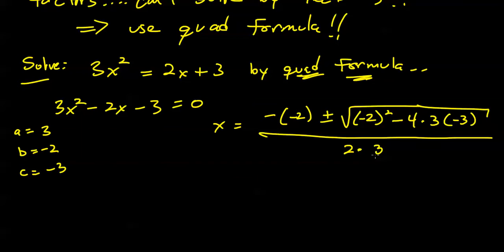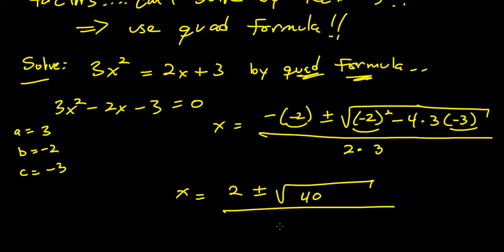Notice everywhere I substitute a negative number in, I wrap it in parentheses so I don't mistake the negation for a subtraction, right? Minus negative 2 is 2, plus or minus, what's under the root sign? Negative 2 squared is 4. Minus 4 times 3 times negative 3. That will give me, let's see, 36. I get a 40 under the root sign, right? So 2 plus or minus the square root of 40 over 2 times 3 is 6.